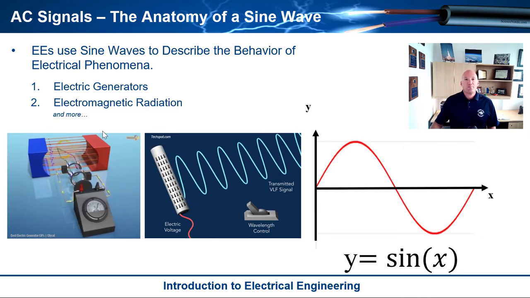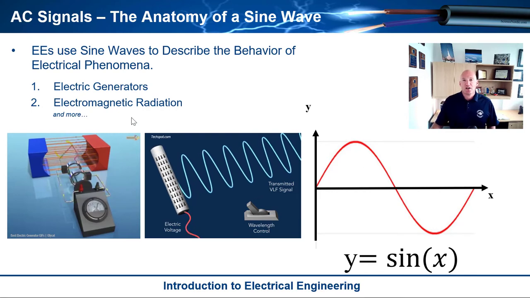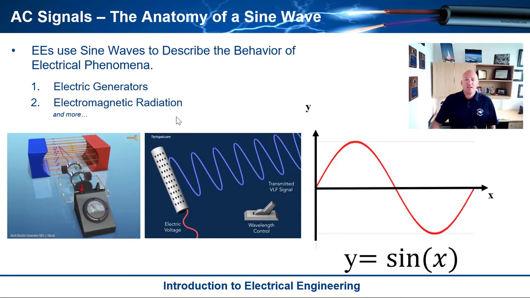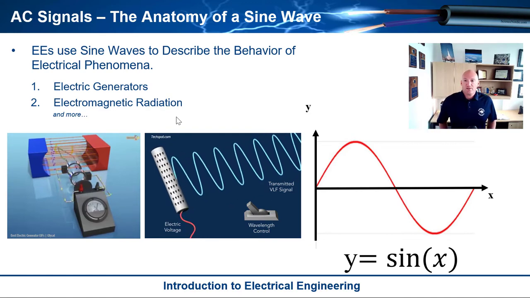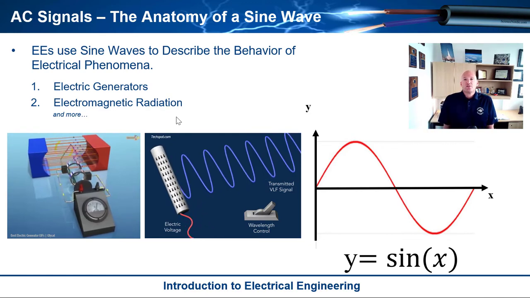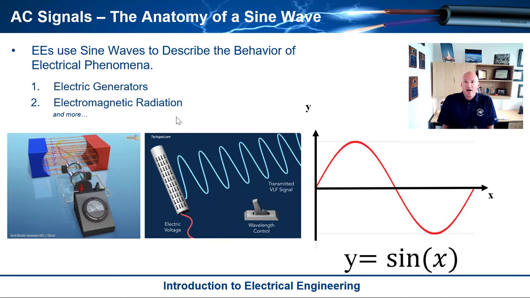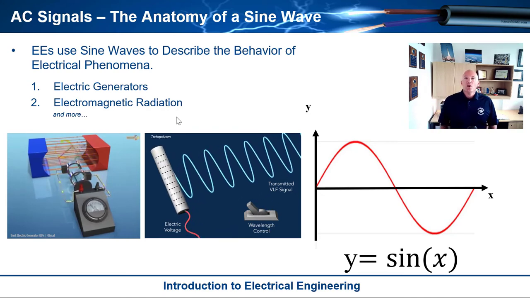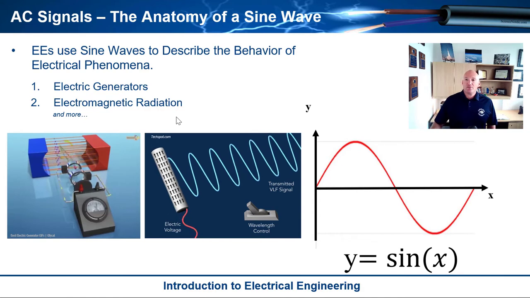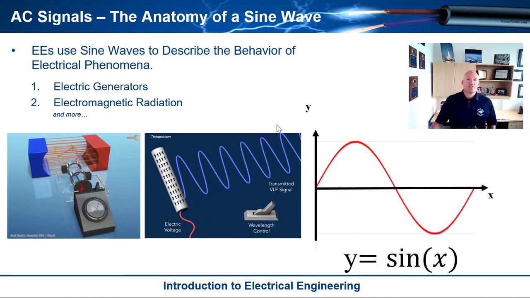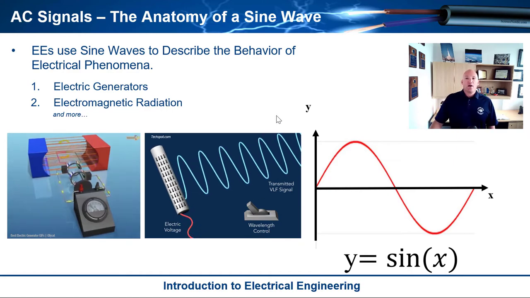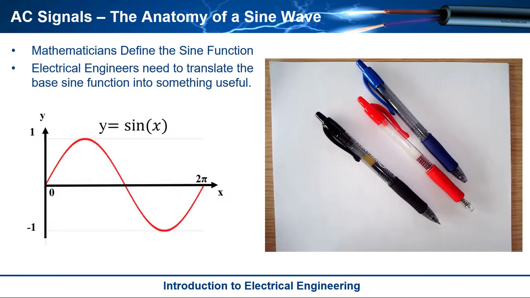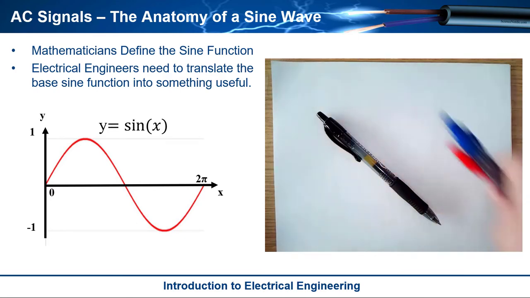The other big component of electrical engineering that uses sine waves is electromagnetic radiation. So all of the propagating waves that we use for radio and Wi-Fi and light and x-rays, we model those as little packets of sinusoids. Okay, so we use the sine wave function in all the math that we use to describe what's happening. So let's begin by defining some of the characteristics of the sine function that we care about in electrical engineering.